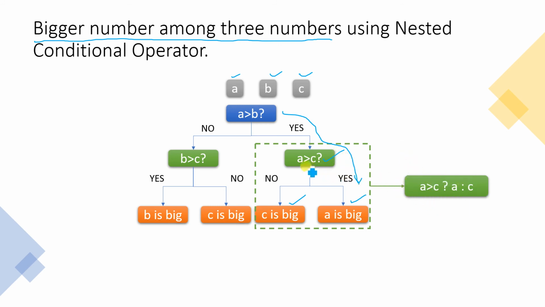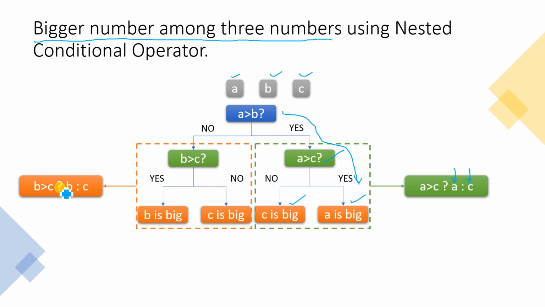Bigger number among two numbers. So this part is actually checking the bigger number among two numbers, that is A and C. So if A is greater than C, A gets returned, and if A is not greater than C, then C gets returned. Okay, so this part can be written something like this. Similarly, if you consider this part, here also we are checking whether B is greater than C or not. If B is greater than C, yes, then B is big. If B is not greater than C, then C is big.